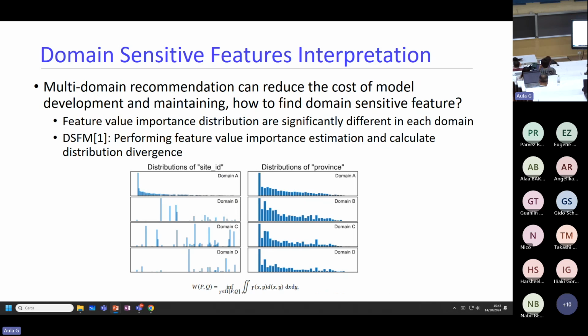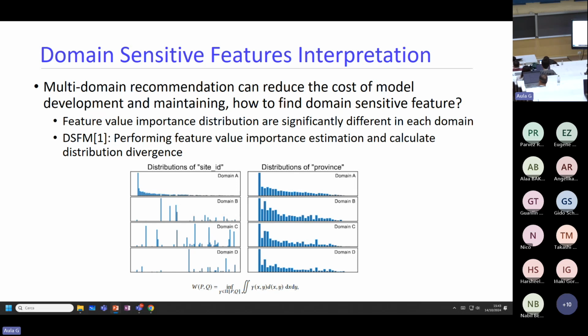And in industry, there are also many domains modeled altogether because multi-domain recommendation can reduce the cost of model development and maintenance. But how do we find some domain-sensitive features?